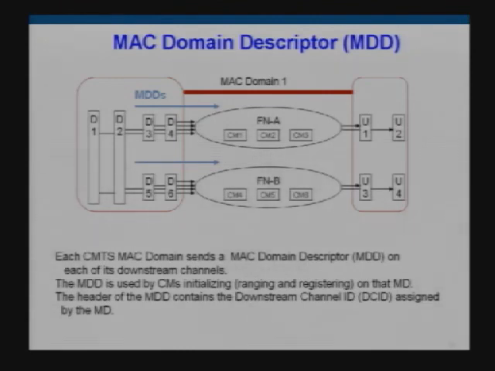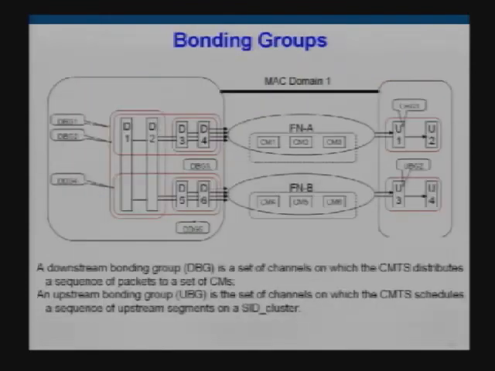And afterwards, during the registration, if the modem is going to be provided with a bonding group consisting of multiple channels, those channels would be a subset of that MAC domain downstream service group. That is what is shown in the schematic diagram here.